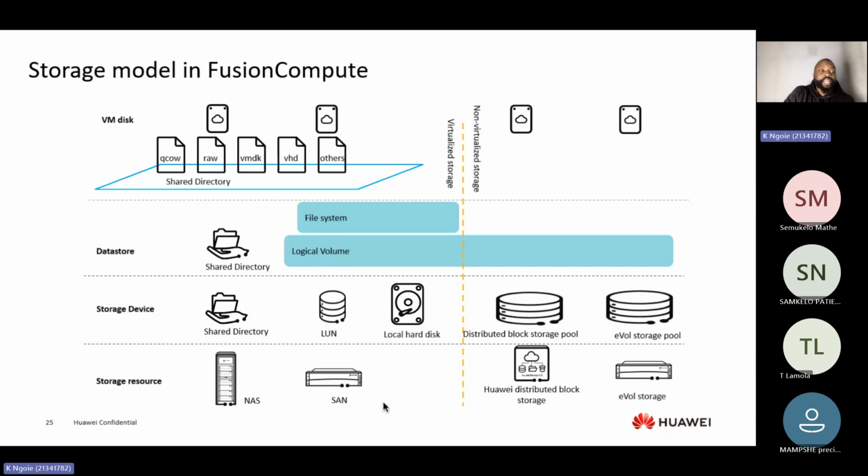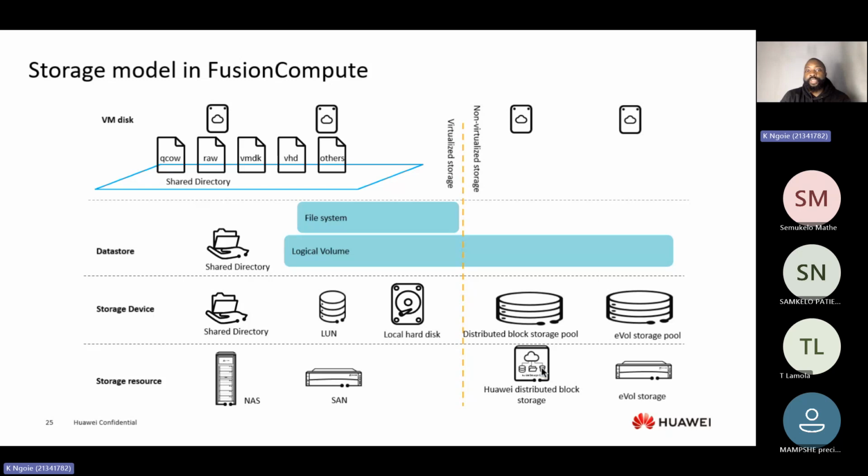And then we can have a SAN storage, which means that if we're adding a data store to SAN storage, you can select between the virtualization mode or the RDM, which is the raw device mapping. Or we can also use the Huawei distributed block storage. When we're adding the storage to the Huawei distributed storage, or Huawei DBS, the system will use a non-virtualized mode by default.